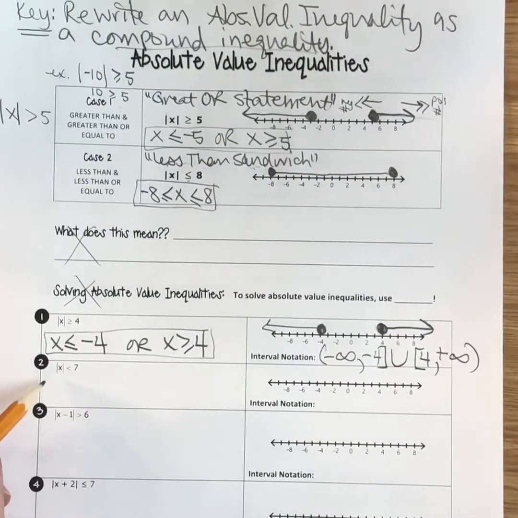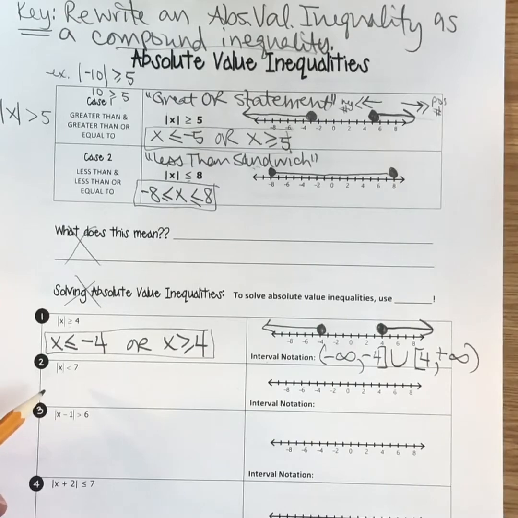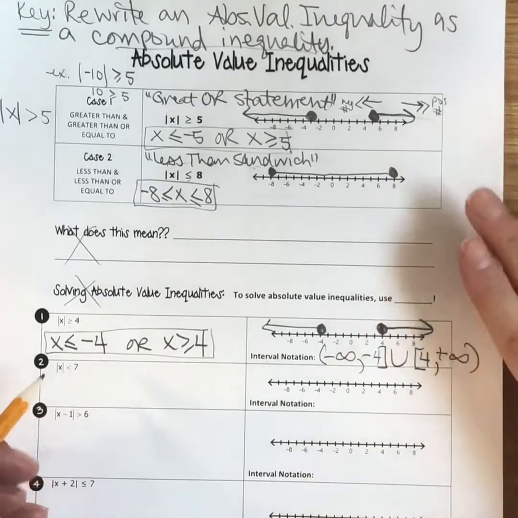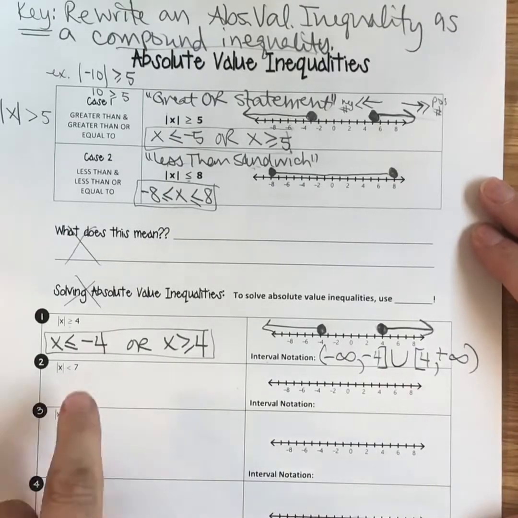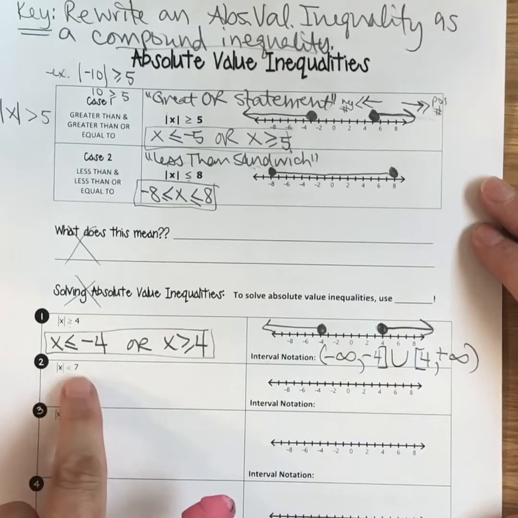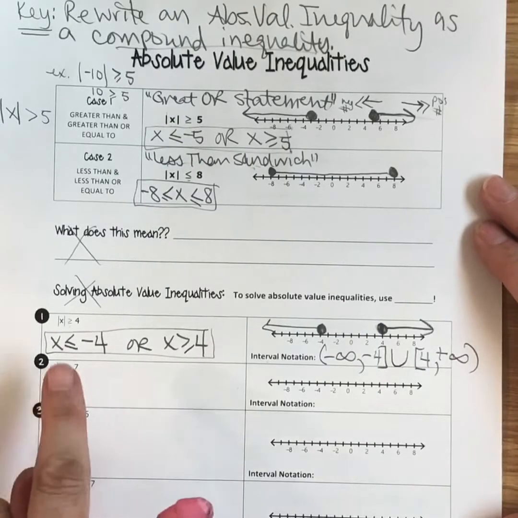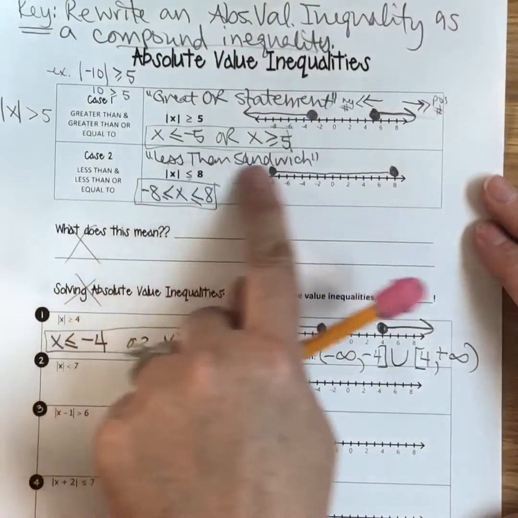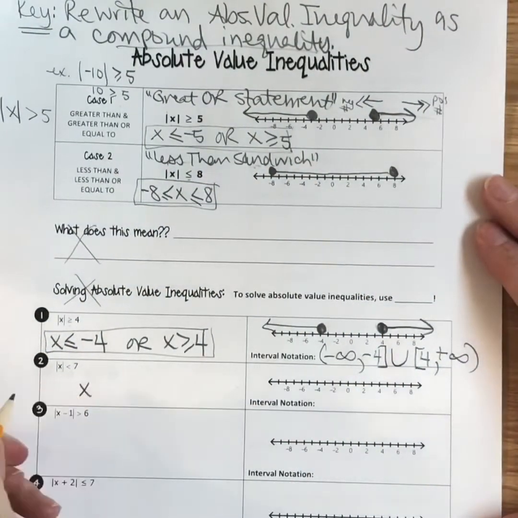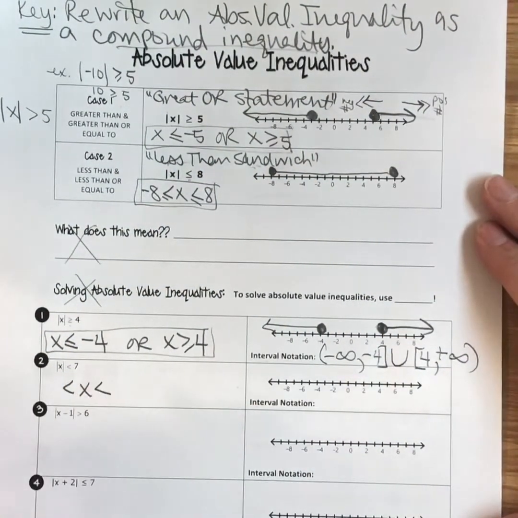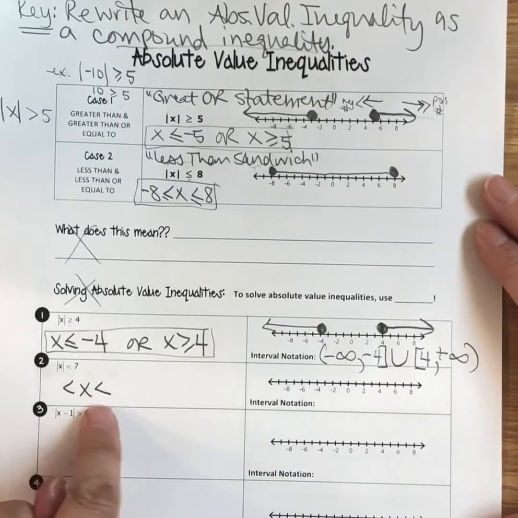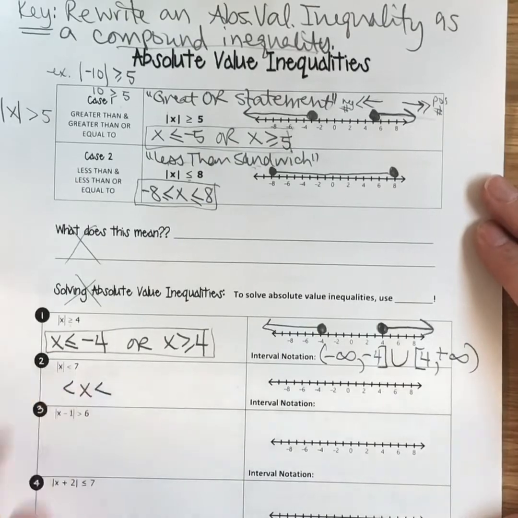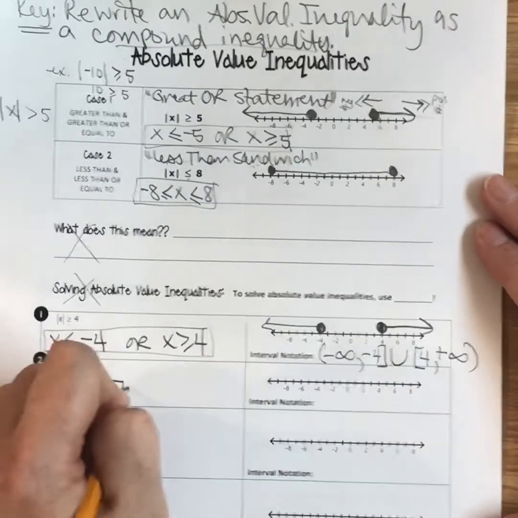All right, so number 2. So as soon as I see the absolute value, I know there's two boundary numbers. And the two numbers that are 7 units from 0 are -7 and 7. And as soon as I see the less than sign, I think, oh, it's a less than sandwich. I keep the x in the middle with the two less than signs. I don't need the or equal to this time because the original problem doesn't have the or equal to. And I just use the -7 and the +7.